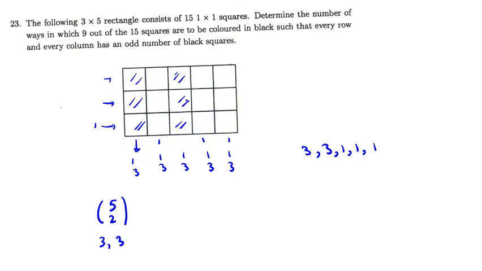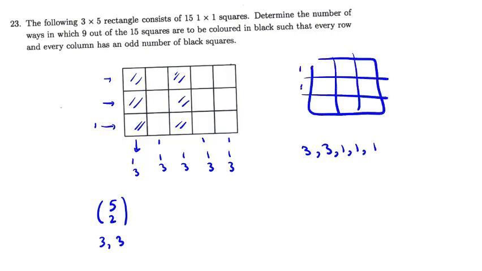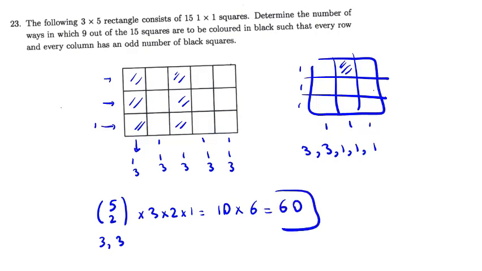If you don't consider these 2 columns, we have 3 by 3. We should have 1, 1 here, 1, 1 here in each column. So the first row has 3 cases. The second row, if you place this black here, so in the second row you should place here or here, because you can't place here. 3 times 2 times 1. So the answer equals 10 times 3 times 2 times 1, 6, equals 60.